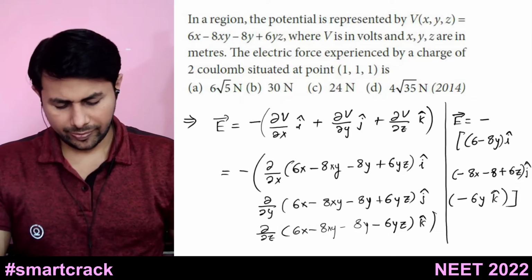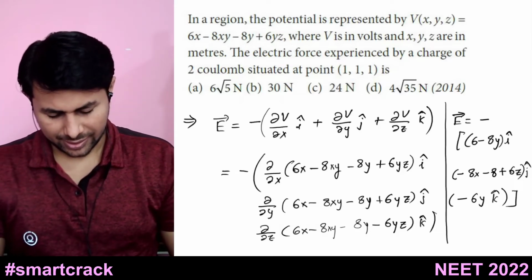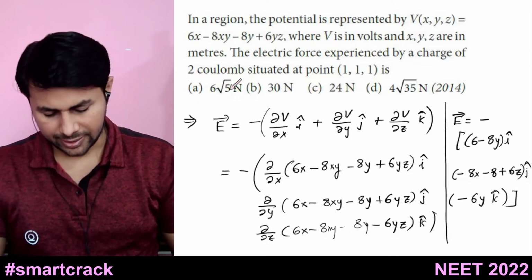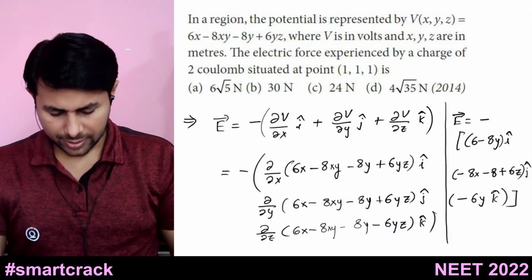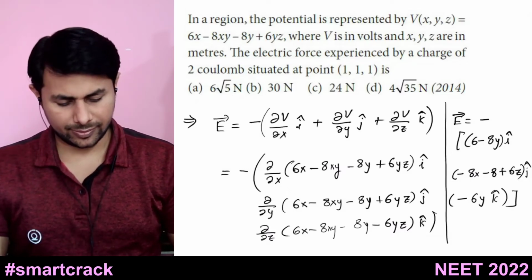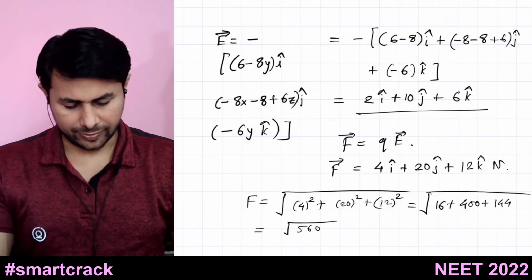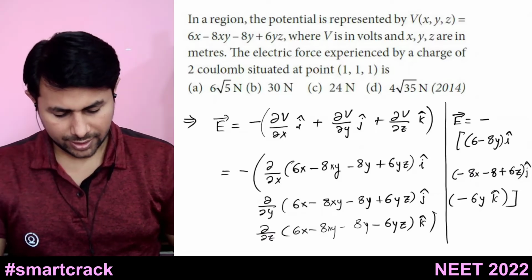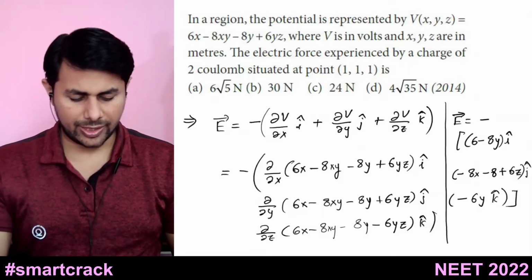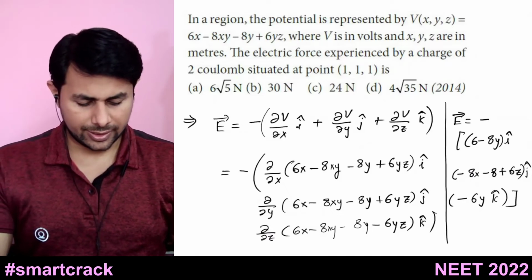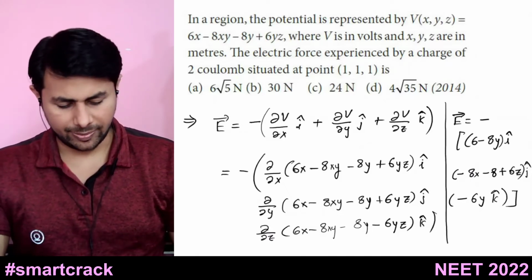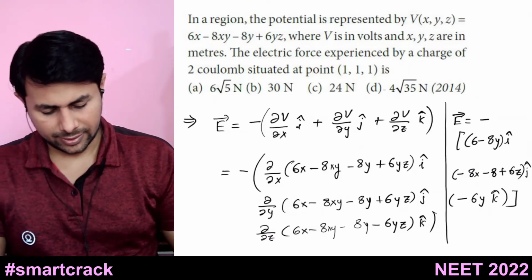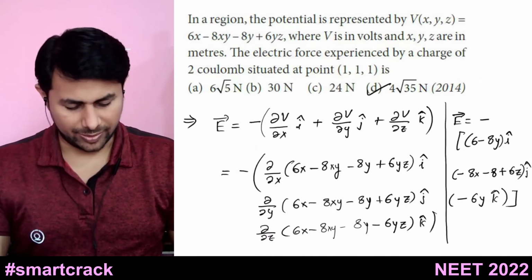Okay, not 24. So let's do the reverse calculation. 6 square is 36, let's take it inside the square root. So 36 multiplied by 5, is it 560? No. So that's not the possible case. It's definitely not this. 4 square is 16, we'll take it inside. So 16 times 35. So 35 twos are 70. Oh, this is the answer. 4 square root of 35.